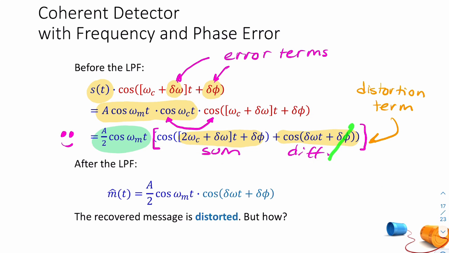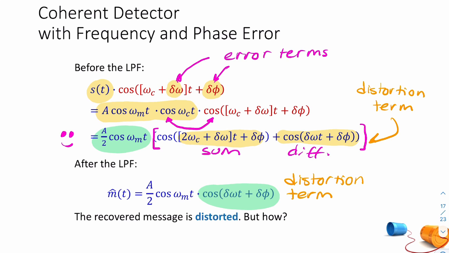So if this was 0, delta phi, and if delta omega was 0, then you would have 0 here, 0 here, 0 here, 0 here, and after passing this through the low-pass filter, this would all be removed, and you just end up with that. Or if you think if this is your high-frequency component, then this is your resulting distortion term. This is your distortion term after the low-pass filter.